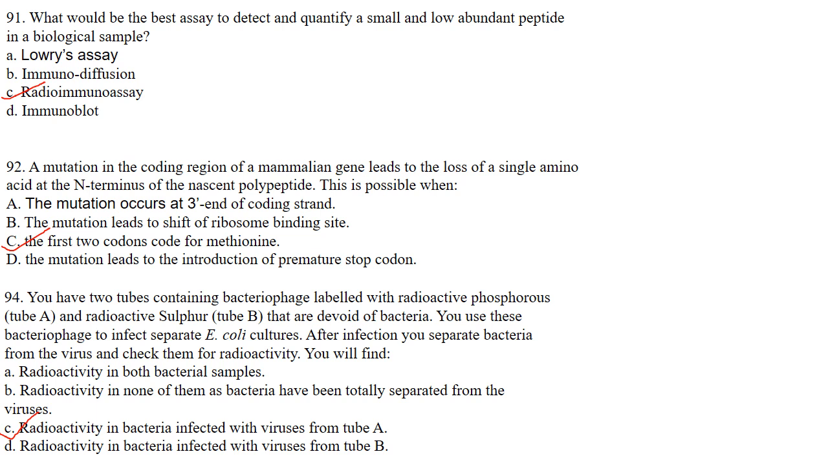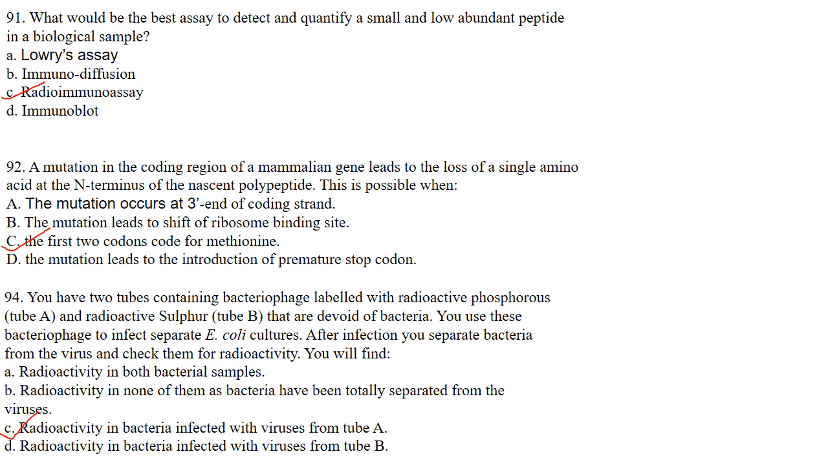You have two tubes containing bacteriophage labeled with radioactive phosphorus, tube A, and radioactive sulfur, tube B, that are devoid of bacteria. You use these bacteriophages to infect separate E. coli cultures. After infection, you separate bacteria from the virus and check them for radioactivity.